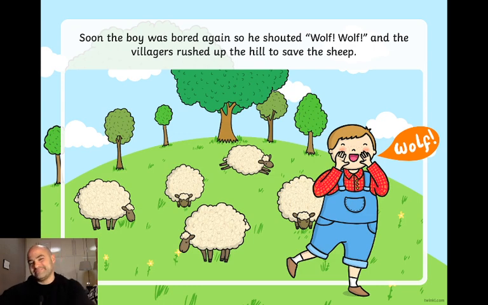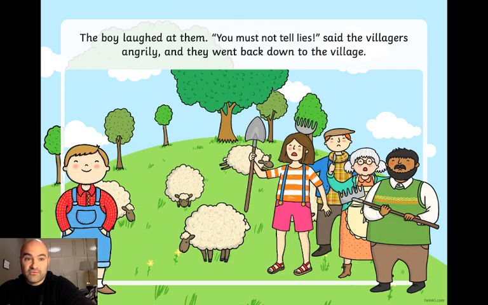I am awesome. And he shouted, wolf! There's a wolf! Come help me! Please, please come help, there's a wolf! So the villagers rushed back up, as they did before, and they found that there was no wolf. And they told the boy, you must not tell lies. They were super angry with him. And they said, we won't believe you if there really is a wolf one day. And he just laughed.